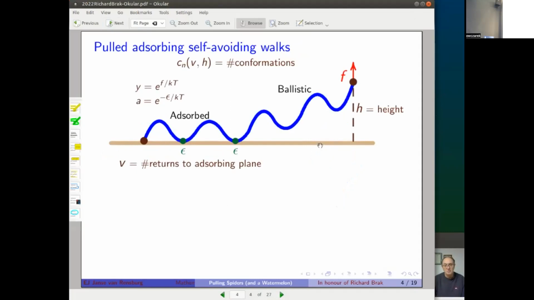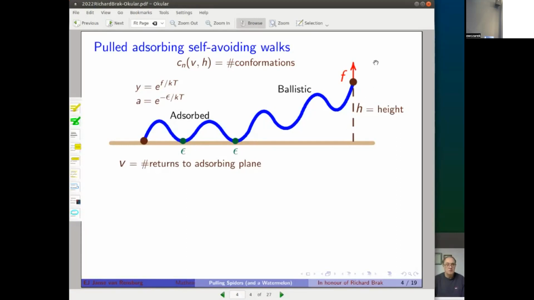There's an adsorbing plane. There's a self-avoiding walk attached here at the origin, and then it runs off into the half space above the plane. Whenever it visits the plane, so a return here, it binds with an energy epsilon to the plane, and we say that such a vertex is adsorbed. And of course there's a last vertex where it's adsorbed, and then there's a tail running off into bulk up to its endpoint, and at this endpoint there's a force pulling it vertically.